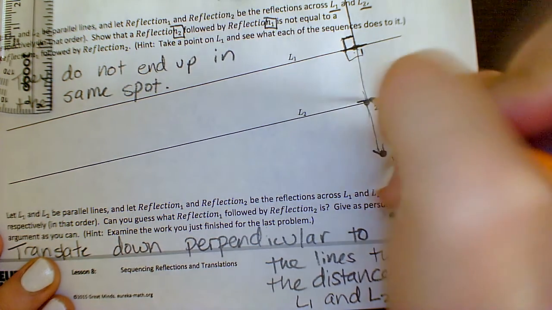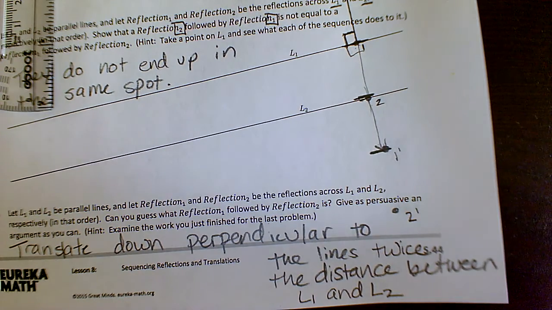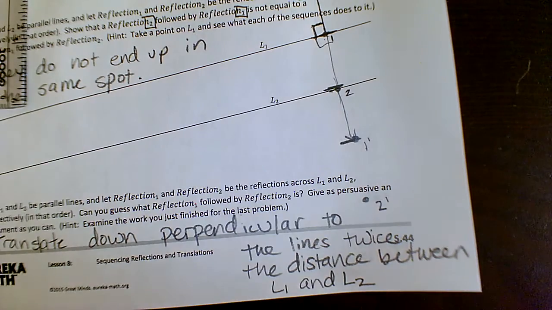If we were to take this distance here and copy it, it'll be twice the distance between those lines in a perpendicular direction.